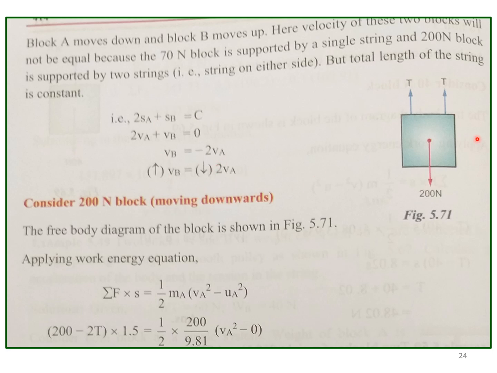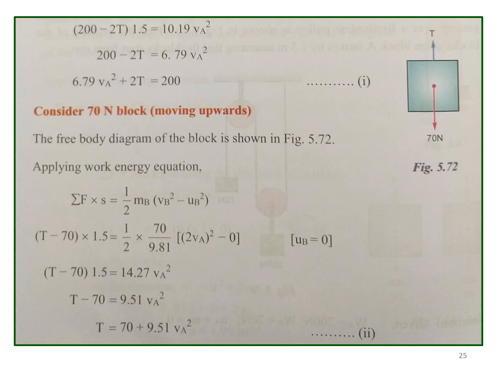Now, consider the free body diagram of the 200 Newton block, which is connected by two strings. So this is the free body diagram. This is the self weight. You have the tension T of one string, and tension T of the other string. When you apply the work energy equation, the net force in the direction of the motion is 200 minus 2T, and the distance moved is 1.5. So when you apply the work energy equation, we get a final equation like this.